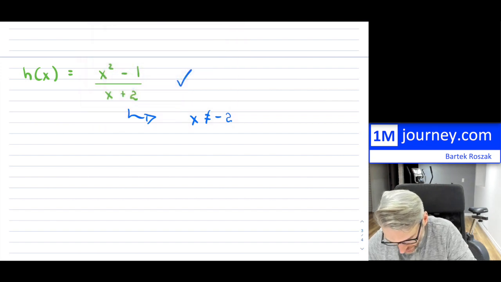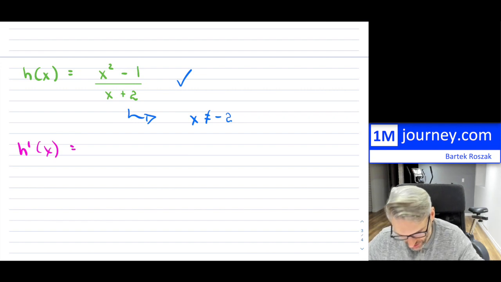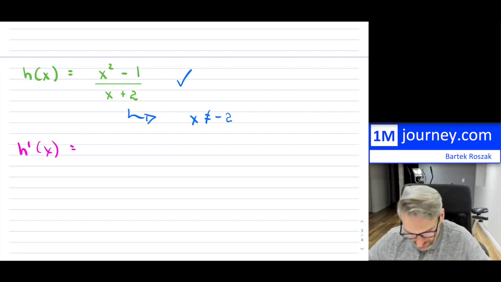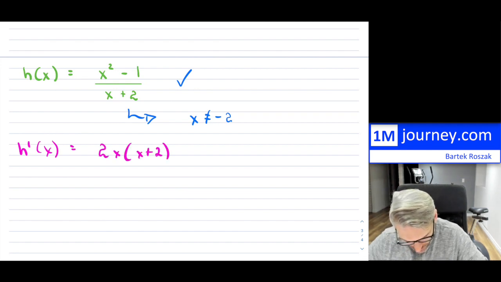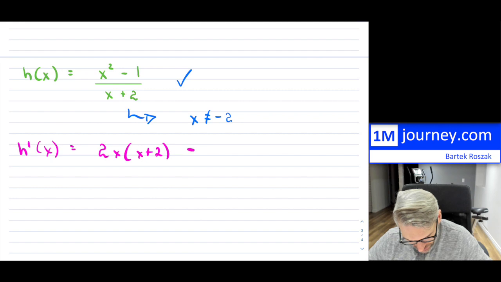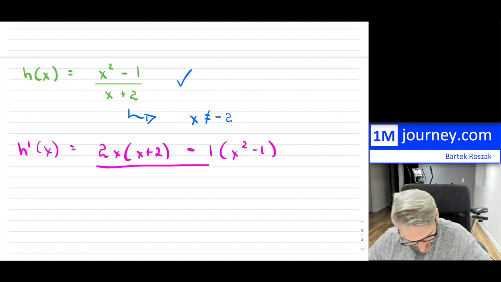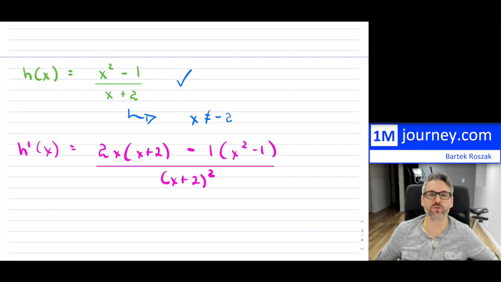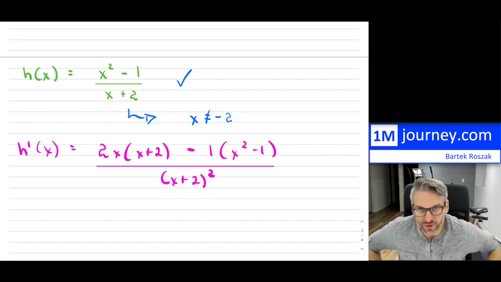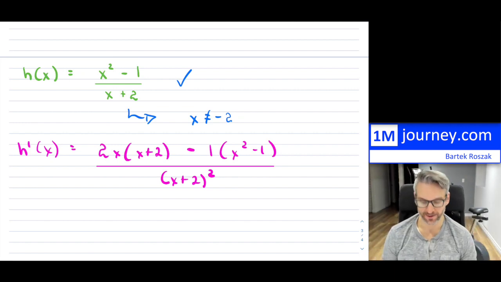So everywhere else, if I take the derivative in here, since this is a quotient, I'm just going to use the quotient rule for this. So it's going to be 2x times x plus 2 minus, well, the derivative of the denominator is just 1, so 1 times x squared minus 1, and this is going to be all over the denominator (x plus 2) squared. Now, if you forgot about the quotient rule, I'll put it up above there so that you can go ahead and practice it again.